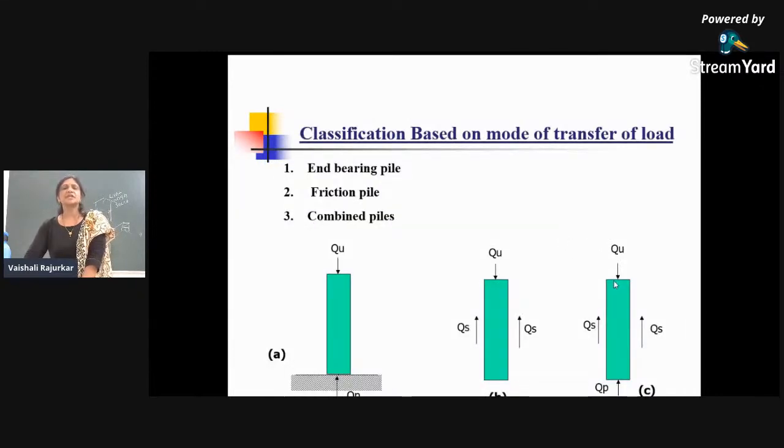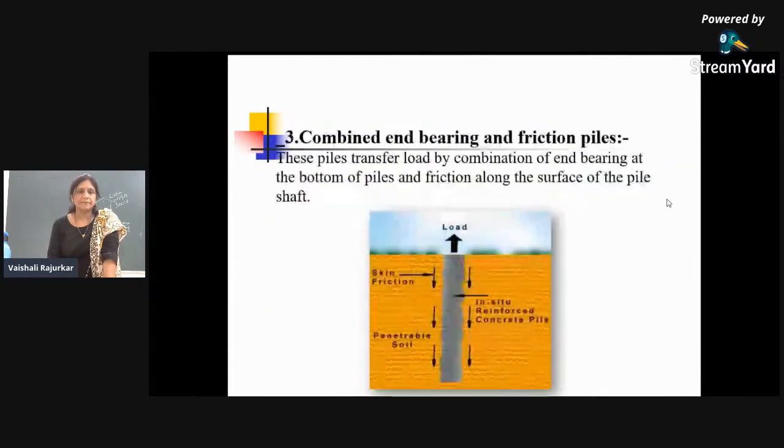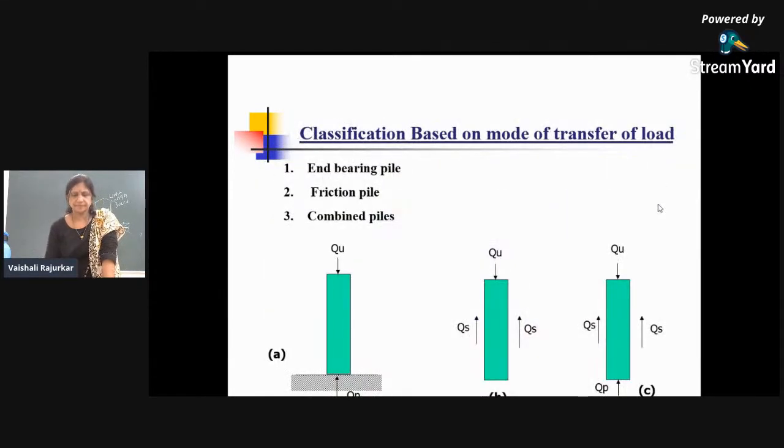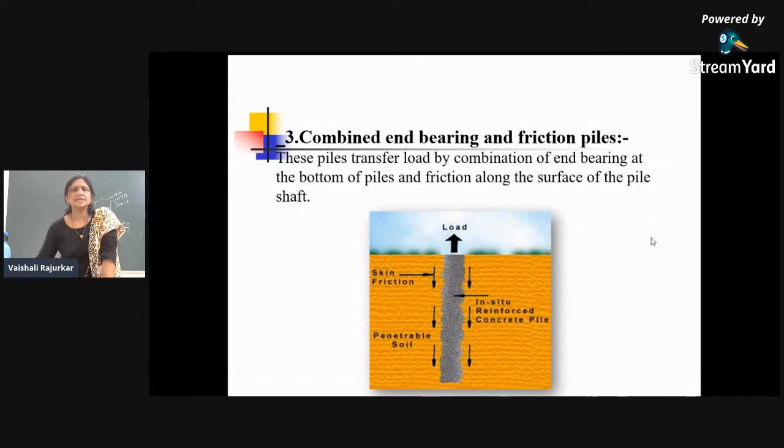Then the next classification is the combined end bearing and friction pile. It means the piles are resting over the hard strata and are surrounded by the soil. In such cases, the load is taken by the tip resistance as well as the frictional resistance both. Then it will be called a combined end bearing and friction pile. So here you can see this is the skin friction, and at the same time it reaches the hard strata, so it will take a tip resistance also, right?